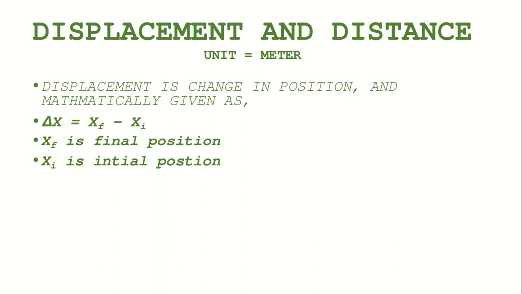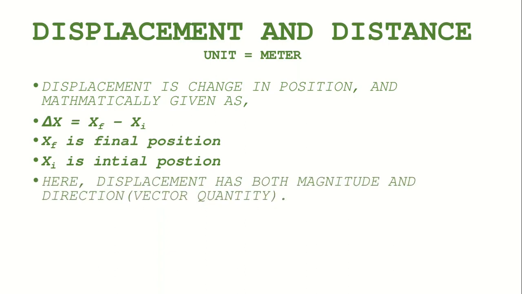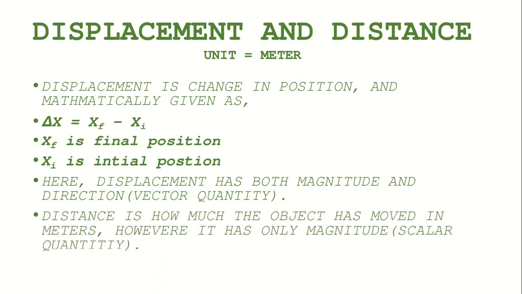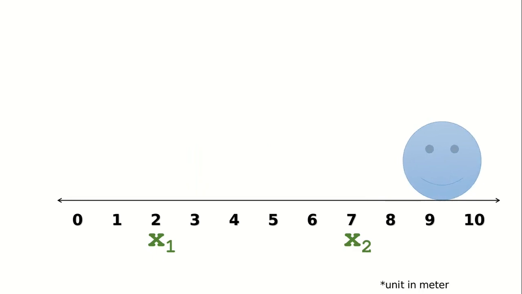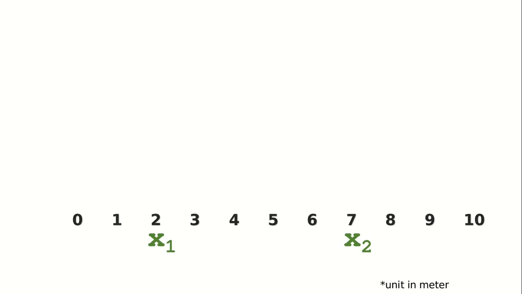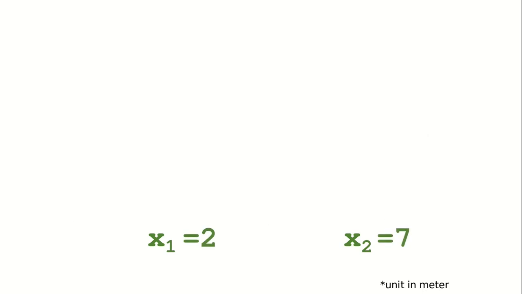So delta x, a displacement, will tell you the direction of the object and how far it has gotten. But distance will give you how long a path the object travelled and no information about the direction whatsoever. Let us understand by an example. Mr. Smiley is rolling around on the meter scale on the x-axis. He travels from position x1 equal to 2 to x2 equal to 7, and we need to find the distance and displacement of Mr. Smiley between these two positions.